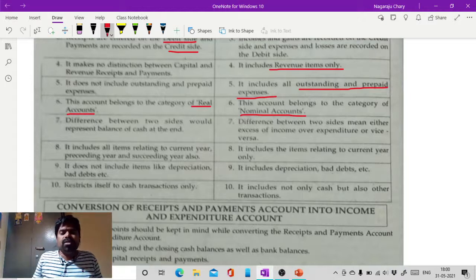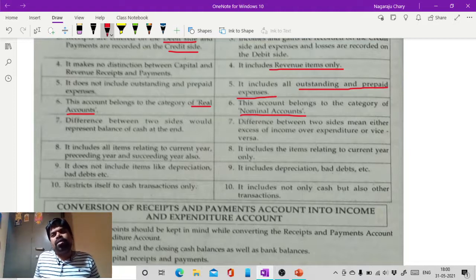So time is no bar while preparing the receipts and payments account, whereas in the income and expenditure account, only current year items are to be considered. Preceding year items and succeeding year items are not to be considered while preparing the income and expenditure account. So that is a thing. Okay, it does not include items like depreciation and bad debts.